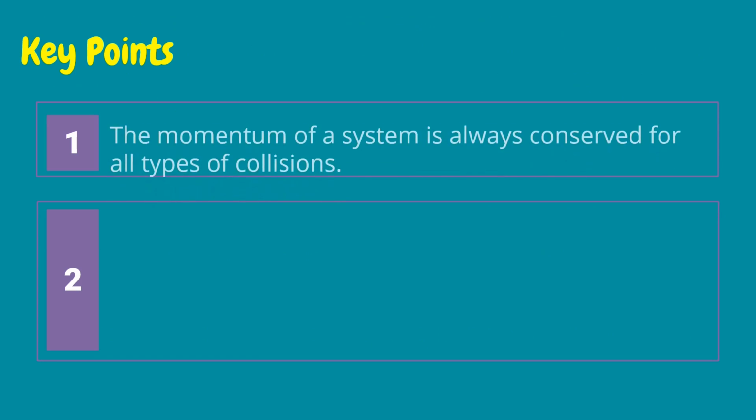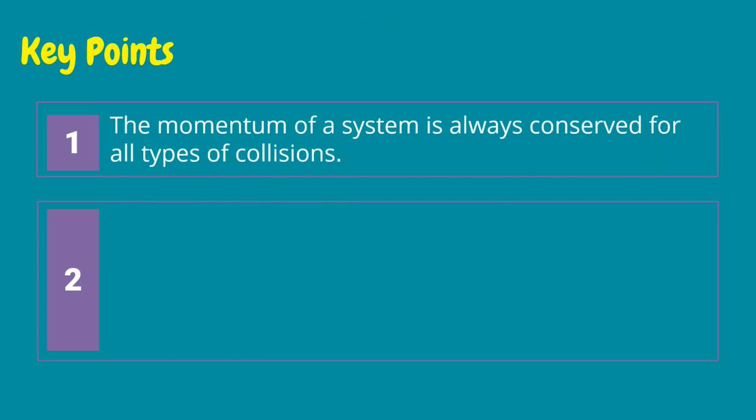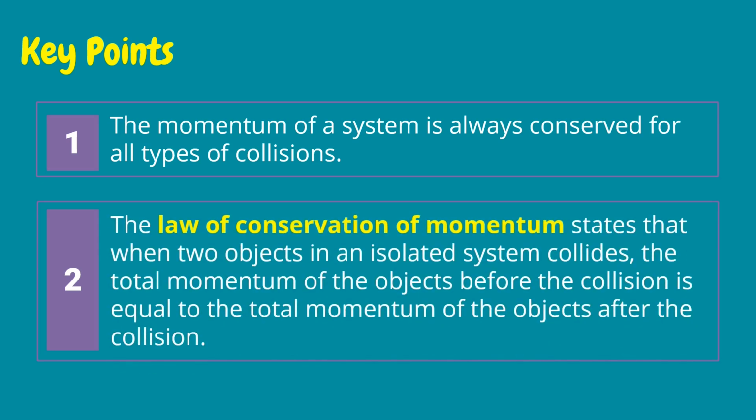Always remember that the momentum of a system is always conserved for all types of collisions. And the law of conservation of momentum states that when two objects in an isolated system collides, the total momentum of the objects before the collision is equal to the total momentum of the objects after the collision.